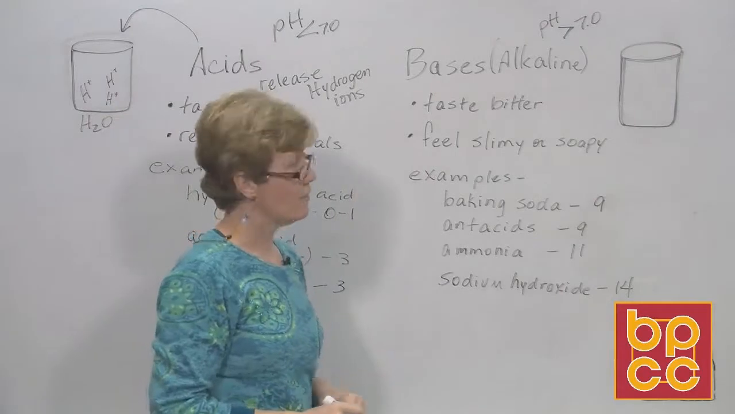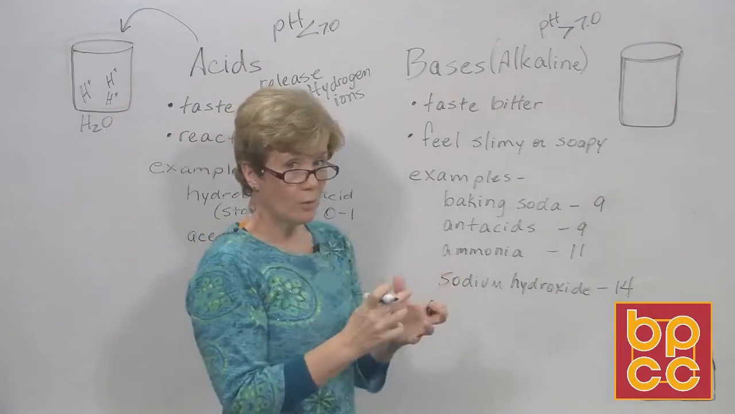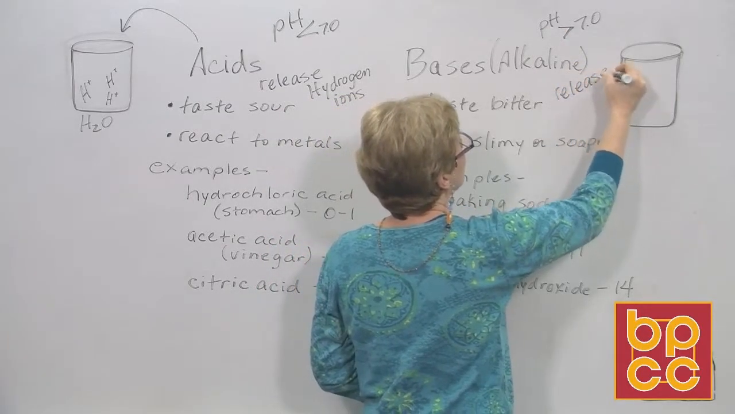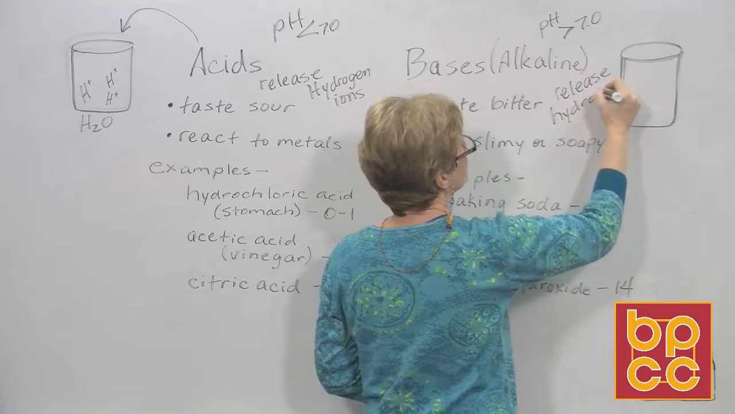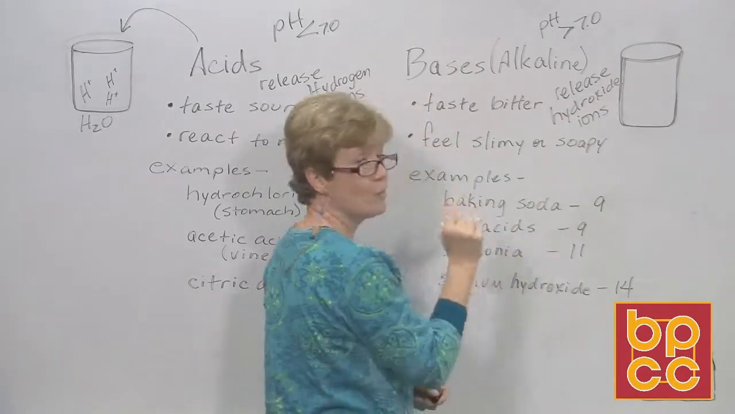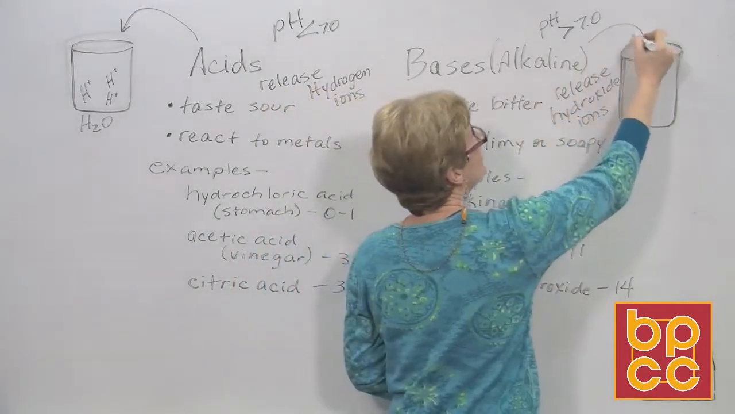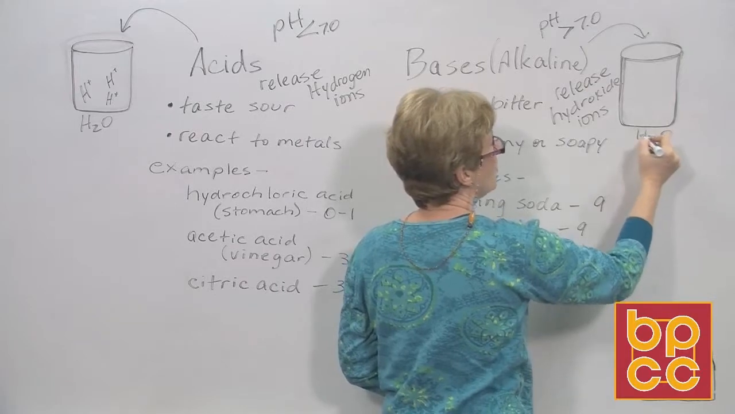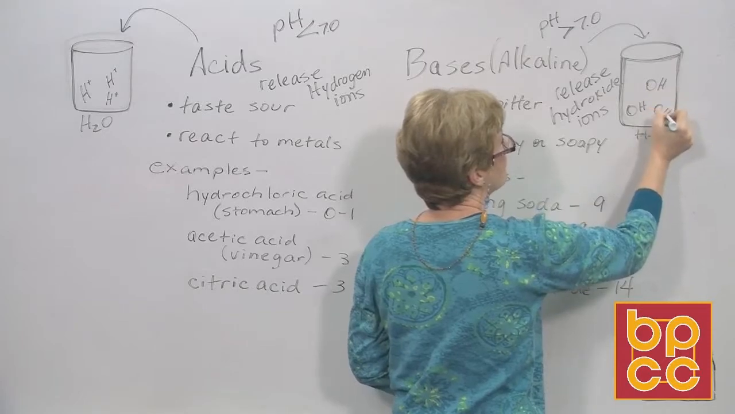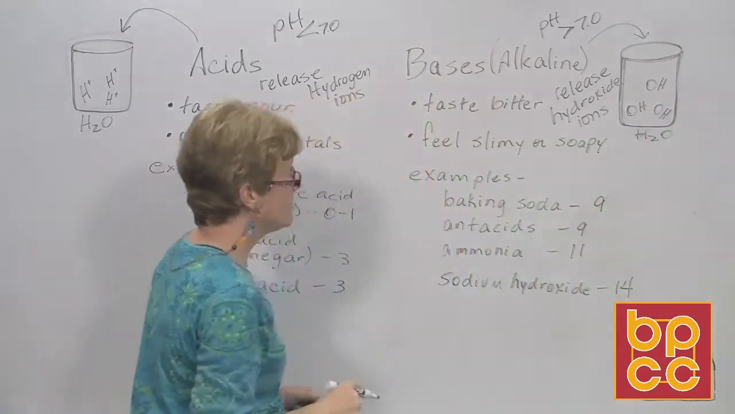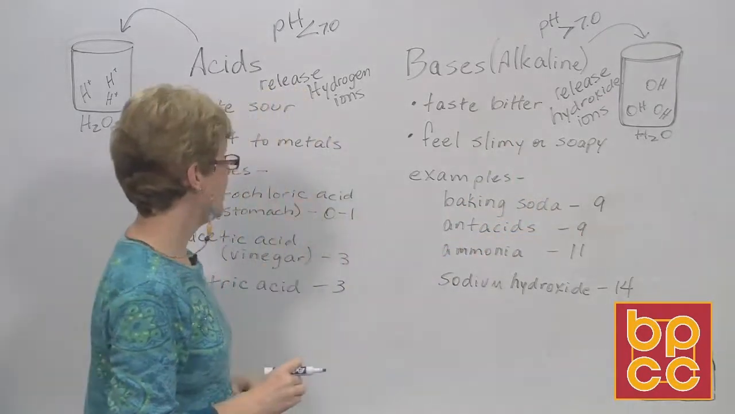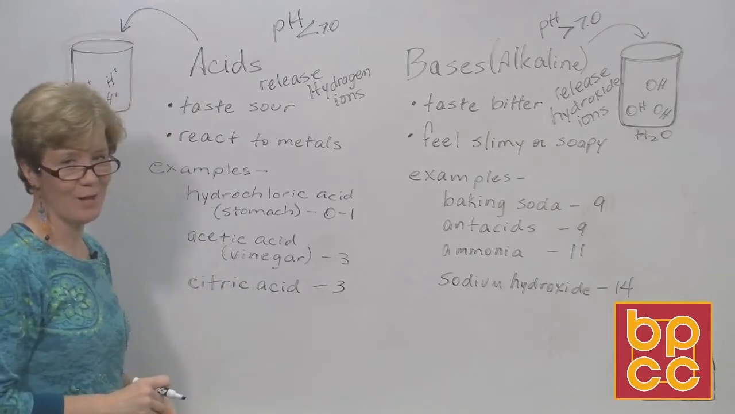Now bases, on the other hand, are going to hold on to the hydrogens, releasing hydroxide ions. Okay? So if we take a base and we put it into our beaker of water, we're going to end up releasing hydroxide ions in the solution. So bases are going to have more hydroxide ions available. Acids are going to have more hydrogen ions available.